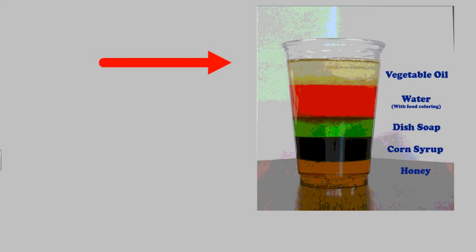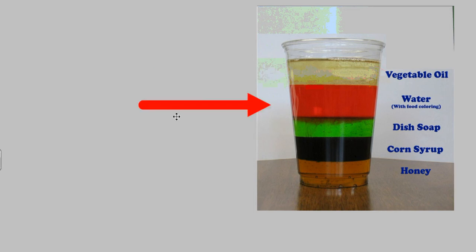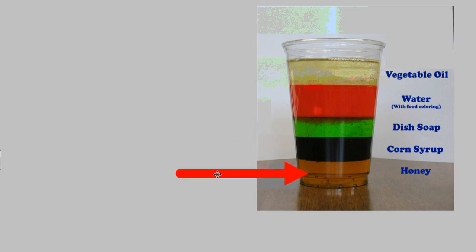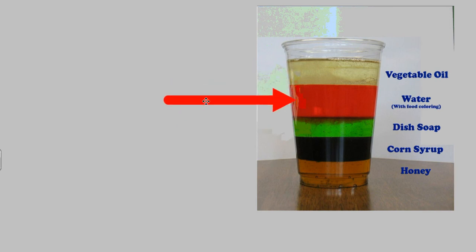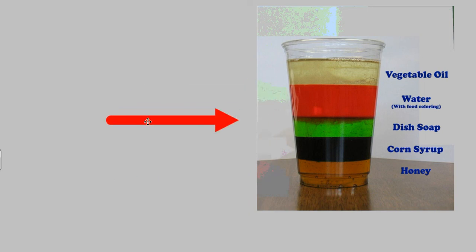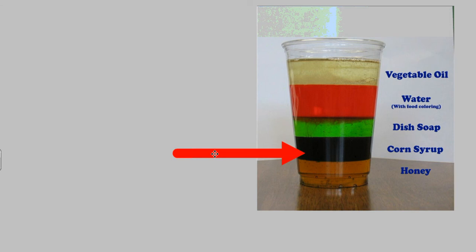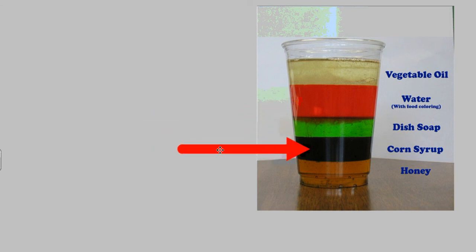Here we have an example of liquids of different densities. We look at the top layer and it is less dense, and this is vegetable oil. And we look at the bottom layer, honey, which is more dense. And each layer indicates a liquid of a different density. And just looking at this, I can conclude that corn syrup is more dense than water because the more dense liquid is on the bottom.